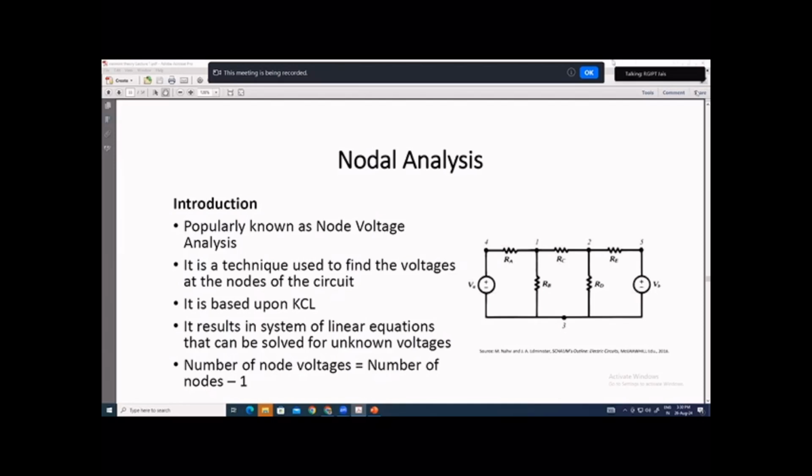The next is nodal analysis. The first step in nodal analysis is to determine how many nodes there are. Then you have to assign unknown voltages to the nodes.